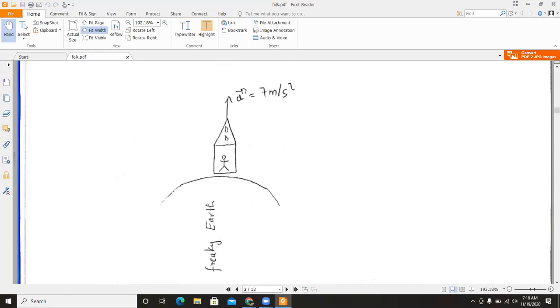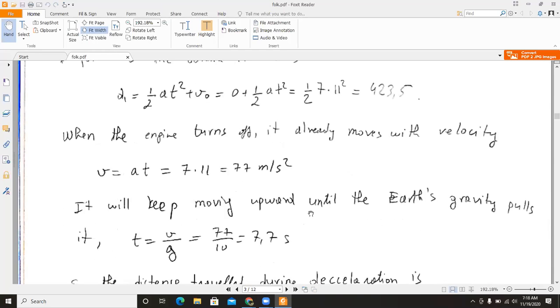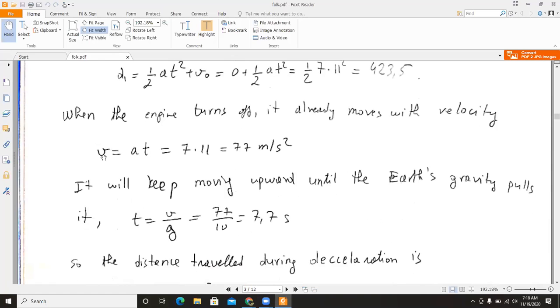But the rocket still has some speed when the engine is off. It keeps moving up and up and up, then slows down and falls down again, right? So we have to find how much time it takes for the rocket to stop. We already know the speed after 11 seconds: it's 7, the acceleration, times 11, which is 77 meters per second. At this speed it stops, but it is decelerating, because it's only Earth pulling downwards. So what is the time it takes to stop? It is V divided by g, about 7.7 seconds.